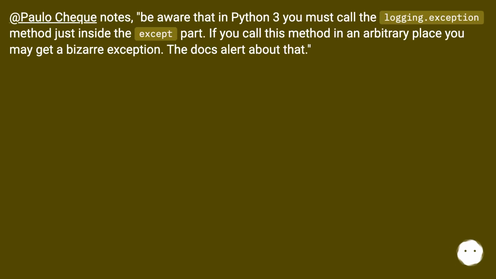As Paulo's notes check, be aware that in Python 3 you must call the logging.exception method just inside the except part. If you call this method in an arbitrary place you may get a bizarre exception. The docs alert about that.